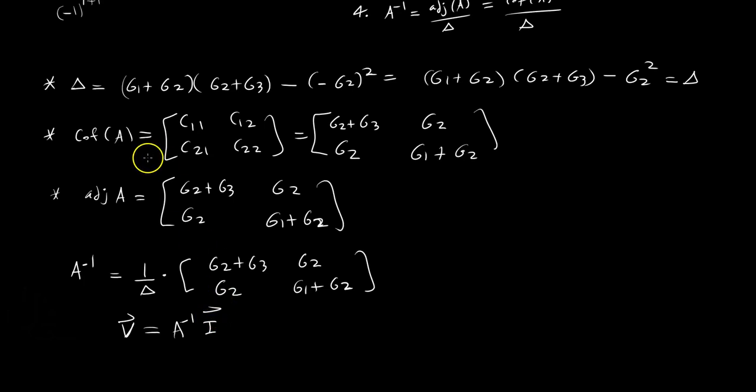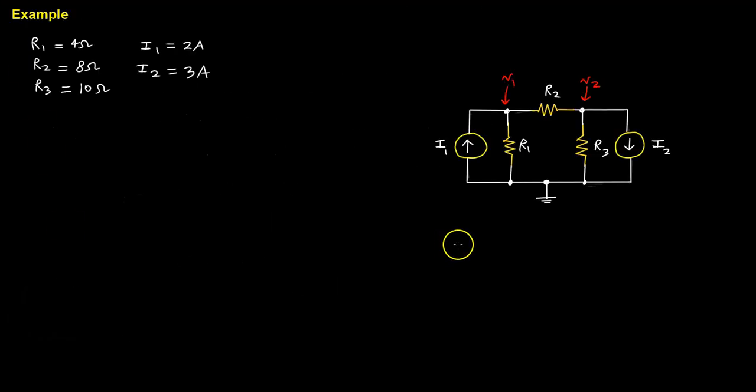So let's go ahead and actually put some numbers to this for a different problem. Okay, so here's a different network with some numbers. We know the resistor values and the current source values.